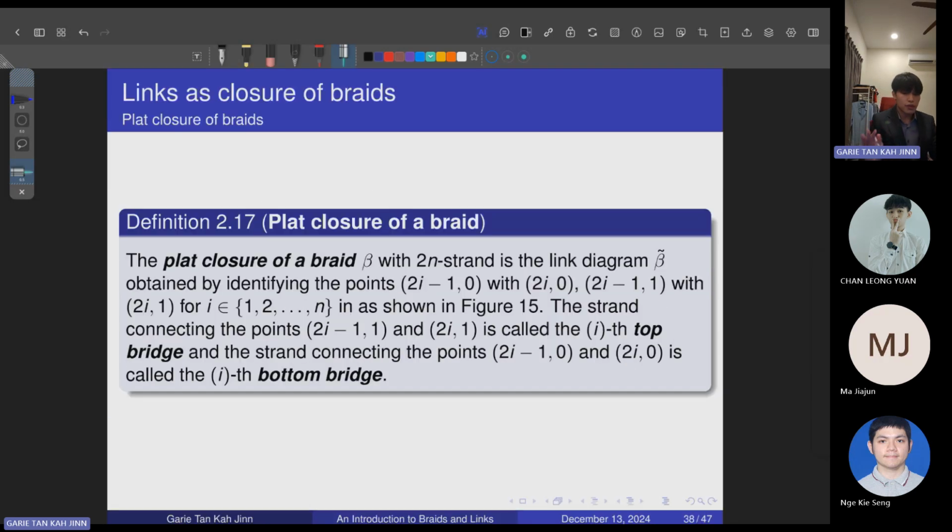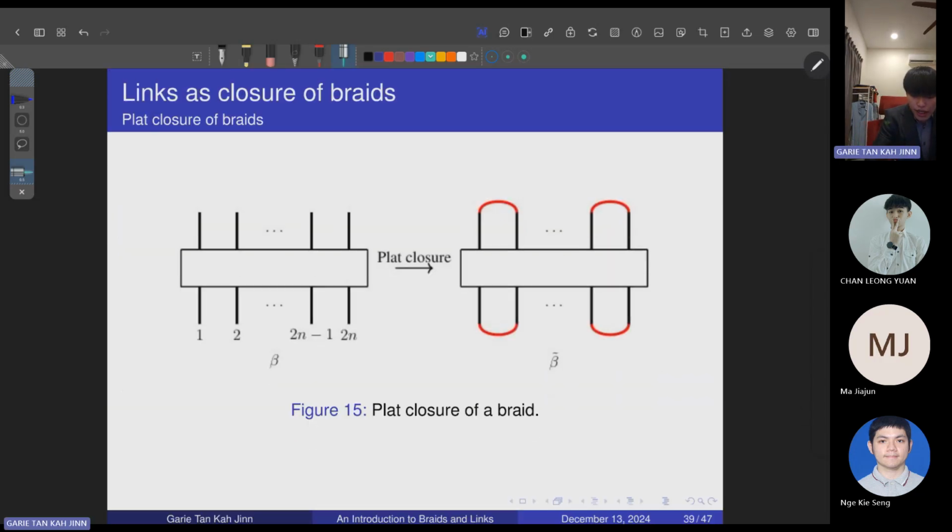Now we go into the plate closure of braids. In this section, we cannot consider the natural orientation of the braid. I will tell you why later. Let's first define the plate closure of a braid. It must be a braid with 2n strings, and the notation is beta tilde. Looking at the diagram, I identify the endpoints of the braid like this. The first one, the odd one, I identify with the even one, similarly at t equals 0 and t equals 1.